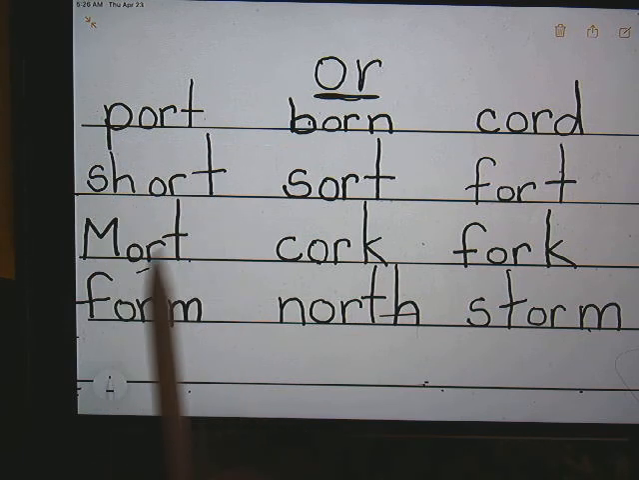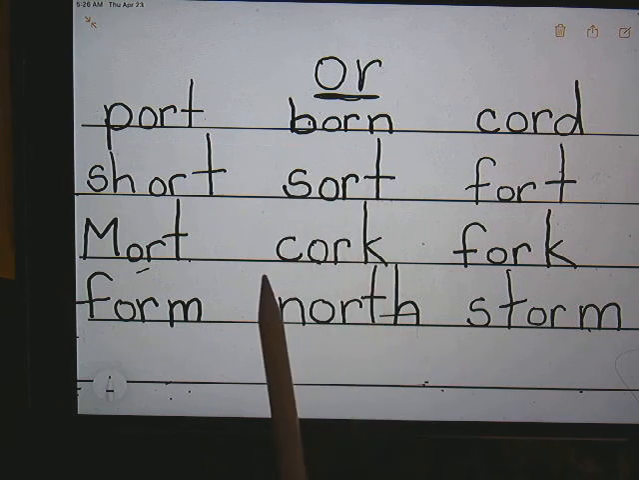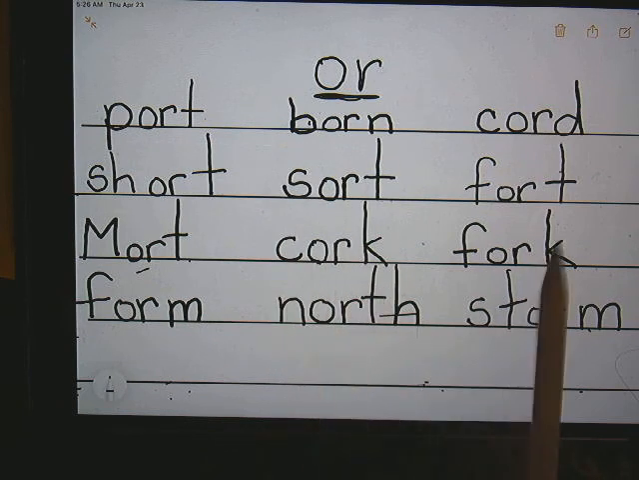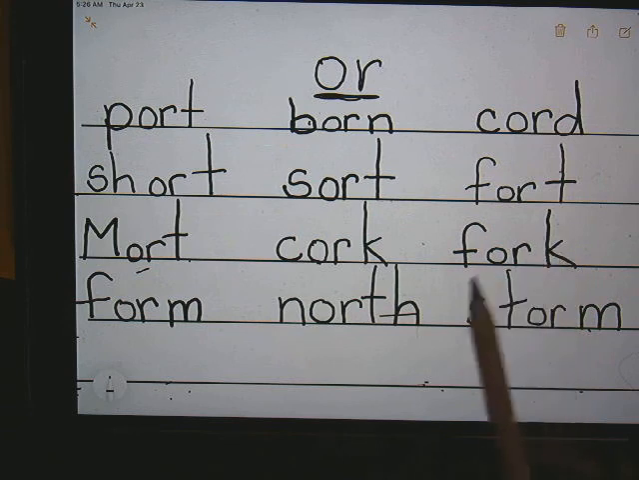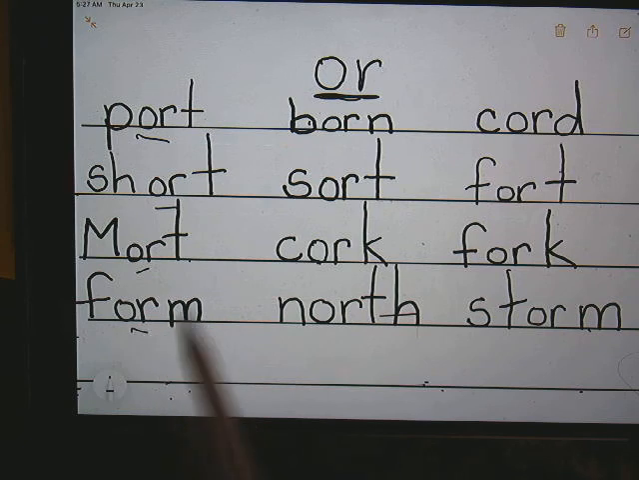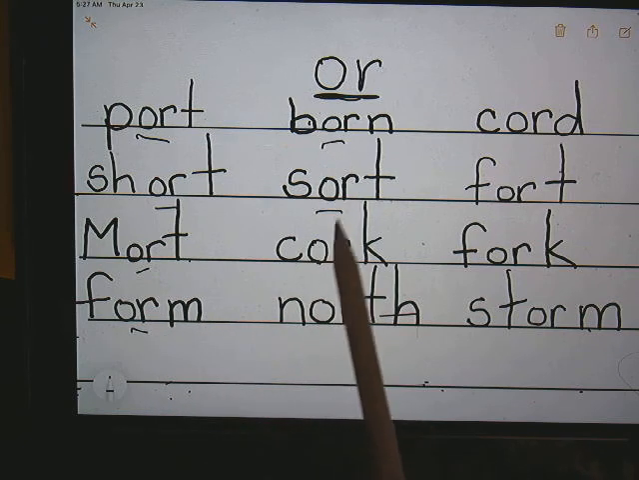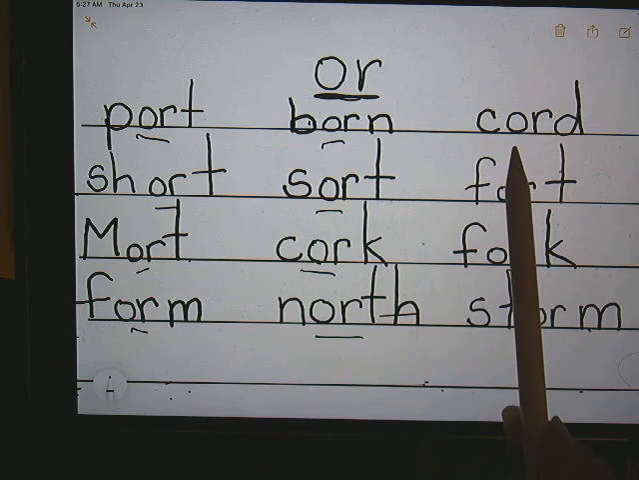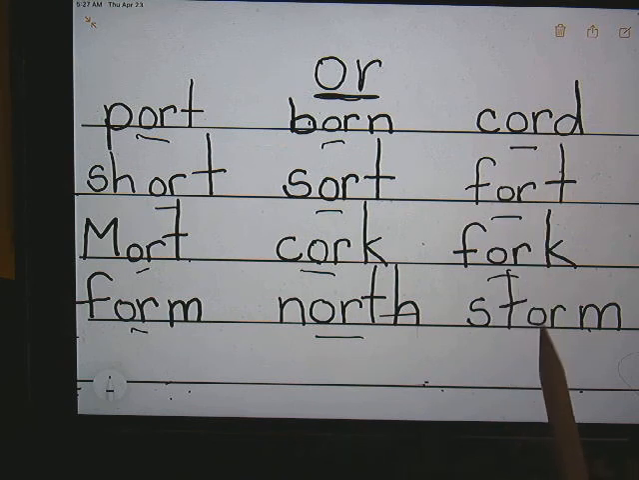Port, short, mort, form, born, sort, cork, north, cord, fort, fork, storm. Again, all of these contain that OR. What does OR say? Or. That OR has its own unique sound. And it says what? That's right, it says or.